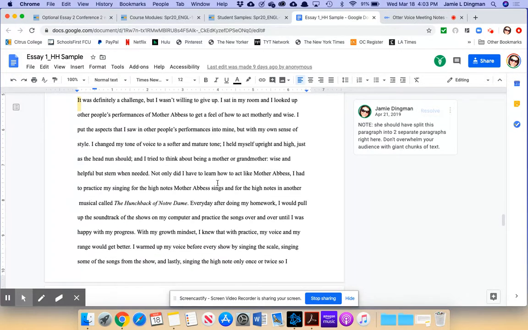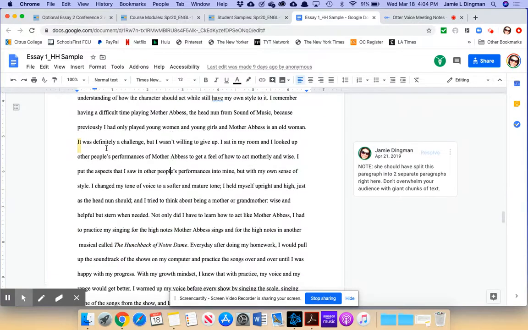Okay. And then right here, what we're seeing is a shift. So it's a transition. Not only did I have to learn how to act like Mother Abbess, I had to practice my singing for the high notes Mother Abbess sings and for the high notes in another musical called The Hunchback of Notre Dame. Okay. So right there, here's her transition, where she's going to now talk about the last point of putting this theater together, which is singing. Right. So she's talked about dance. She's talked about the acting part. Now she's talking about how to get better at singing.